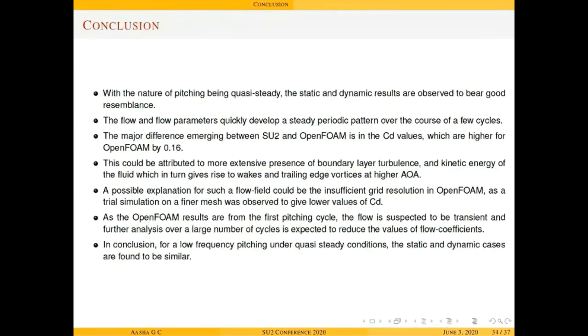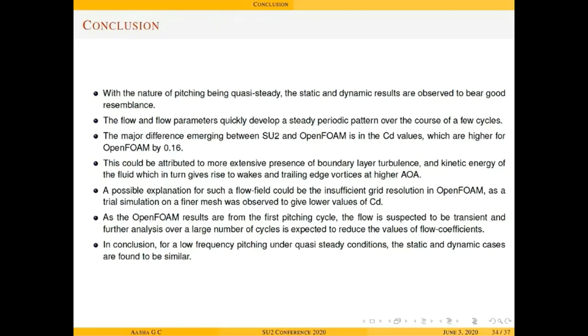In conclusion, we explored the differences between the results from the two softwares, and some possible explanations that might have caused the differences. To begin with, as the nature of pitching was quasi-steady, the static and dynamic results were observed to have a good resemblance. The flow and flow parameters quickly developed a steady periodic pattern over the course of a few cycles. However, the major difference between SU2 and OpenFOAM was in the drag coefficient values, as the drag coefficient was observed to be 0.16 higher than the maximum value observed in SU2.